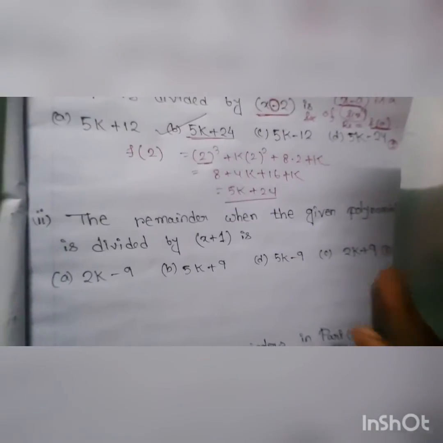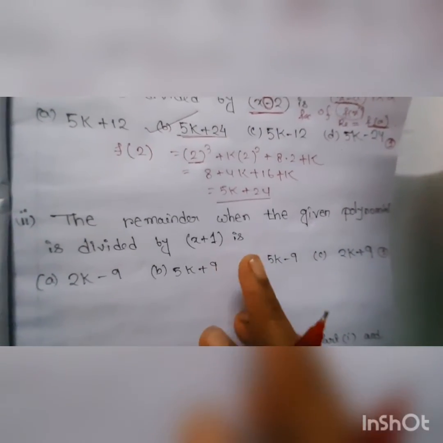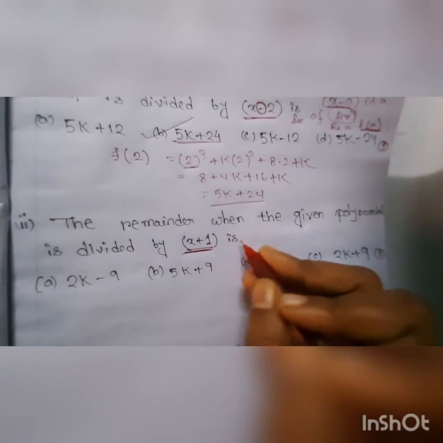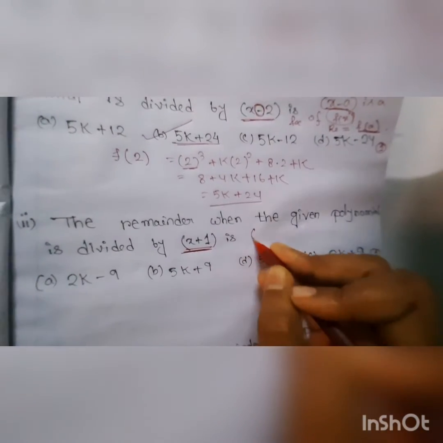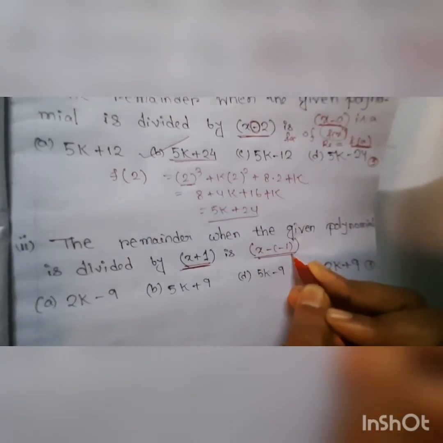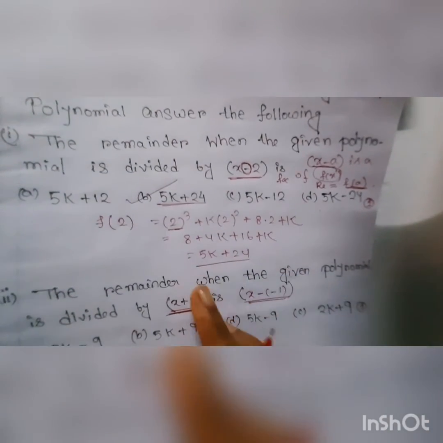Okay. Now the second question, the remainder when the given polynomial is divided by x plus 1. So remember this. Students are confused here. x plus 1 means x minus of minus 1. So you have to put minus 1 in the given polynomial f(x). Put x equal to minus 1. Since you have to divide it by x plus 1.